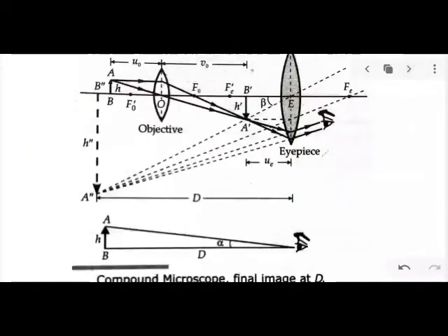What does this mean? When your image A double dash B double dash is formed at the least distance of distinct vision, it forms some angle, and this angle we have denoted as beta. Next, your object AB, we will place at the least distance of distinct vision from the eye. This object also makes some angle, and we will denote it as alpha. So we have two angles, beta and alpha.